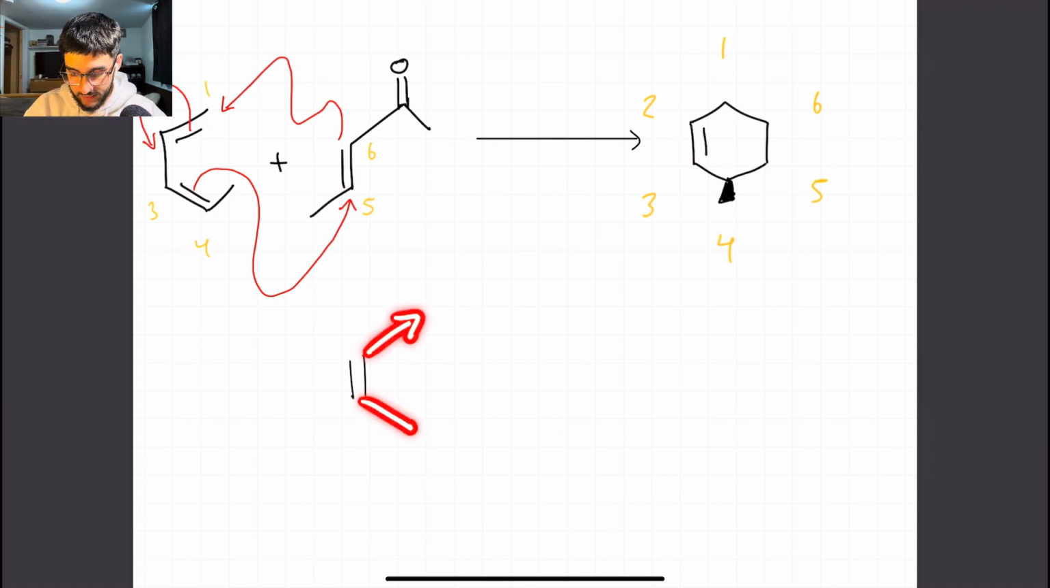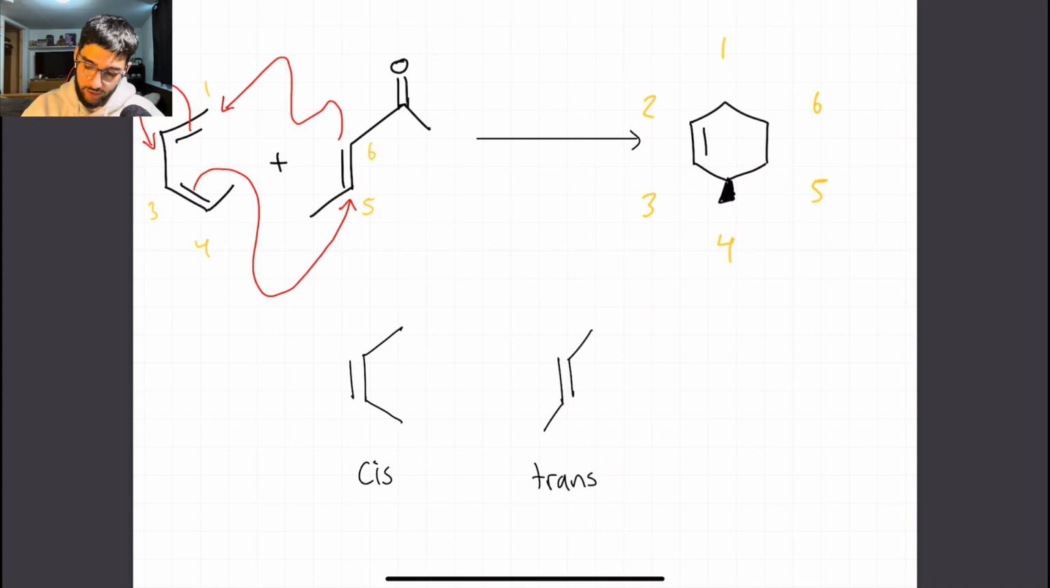So a cis double bond is going to be a double bond with attachments on either side that are actually facing the same way. See how they're both facing to the right? So this is going to be a cis double bond. However, a trans double bond is going to be a double bond with attachments facing opposite ways on either end. So one going to the right and one going to the left. So if we look at our dienophile, we see we have a carbon 6 attachment going to the right, and then we see the carbon 5 attachment going to the left. So we know this is going to be a trans double bond.